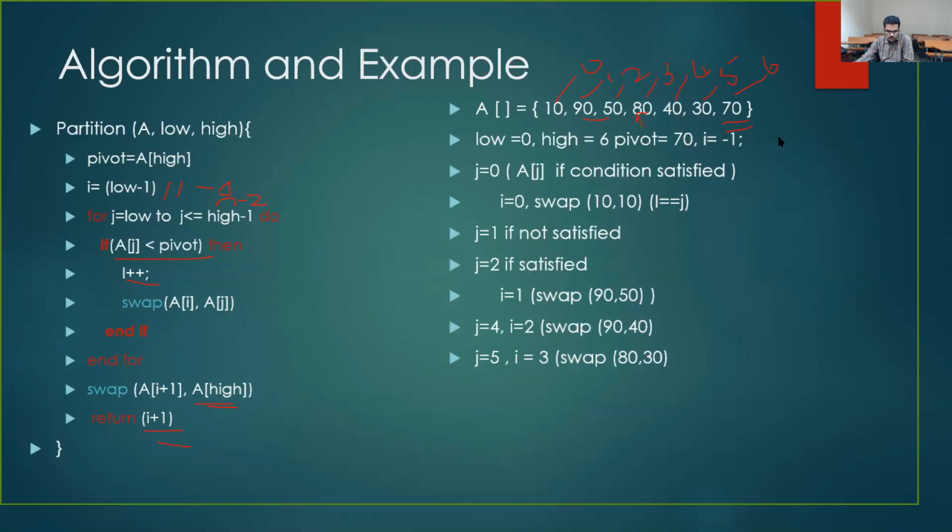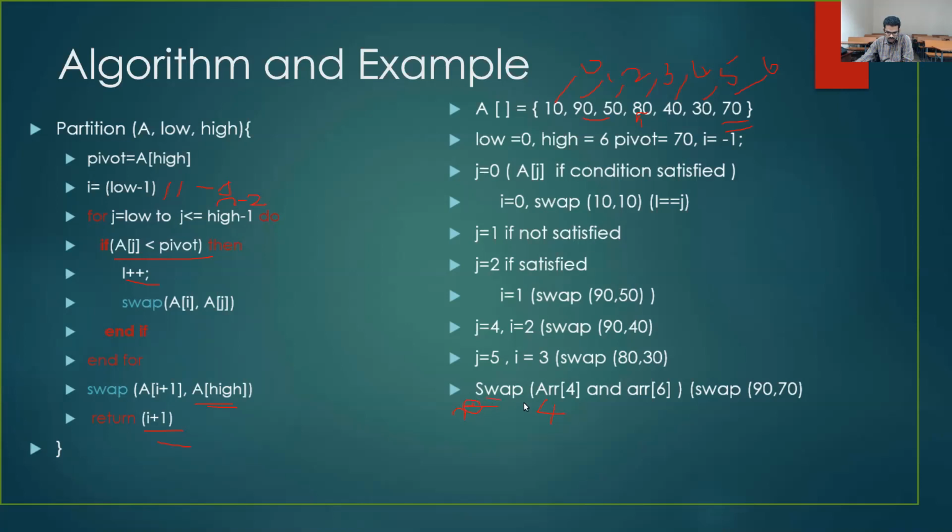When you exit the loop, I has the value 3. Then you swap ARR of I plus 1 and ARR of 6, that is the pivot element, so 90 and 70. Then you return 4. The partition function returns the value 4.